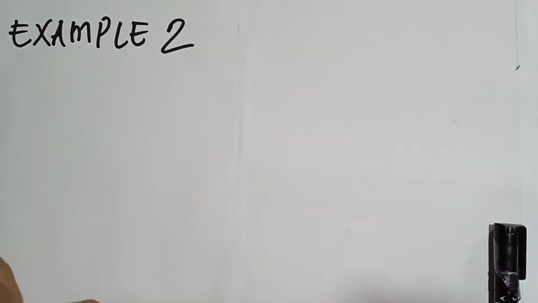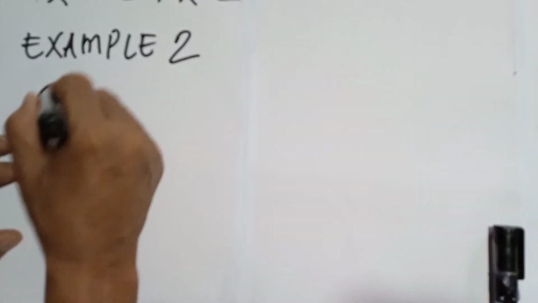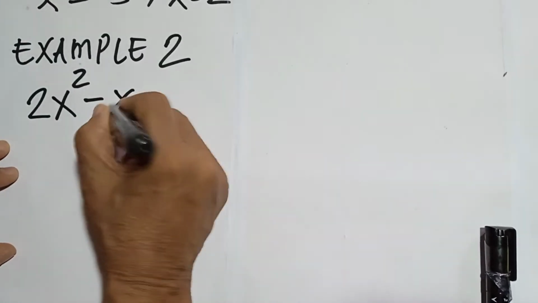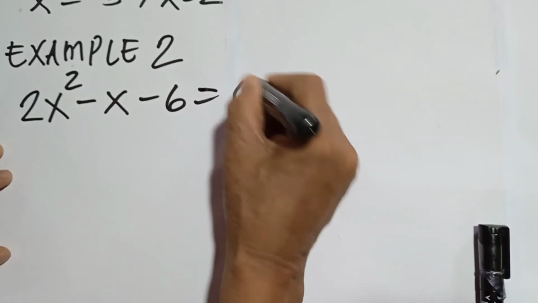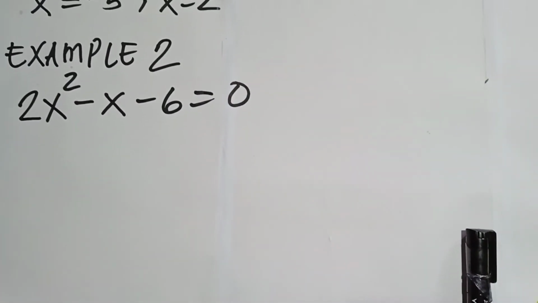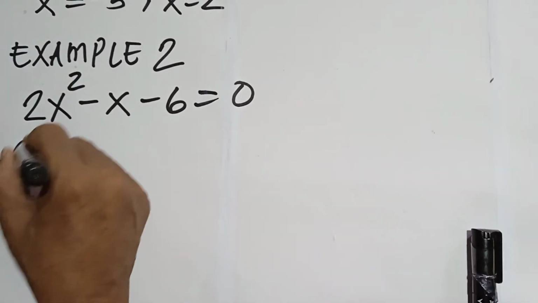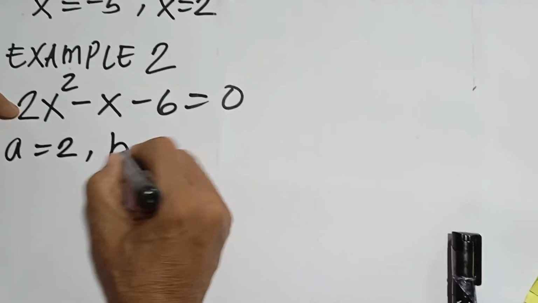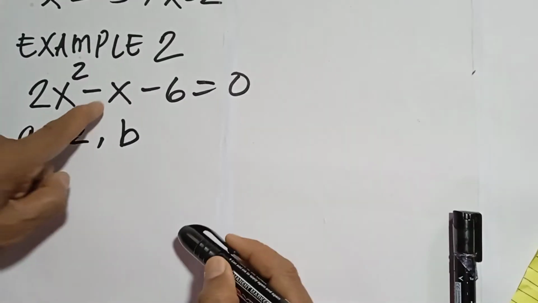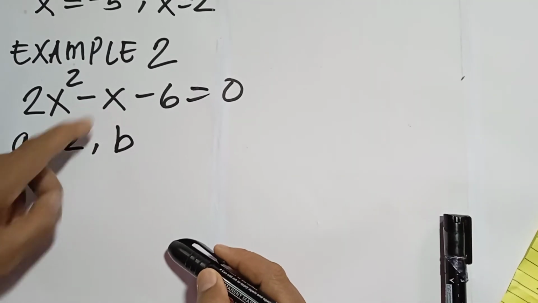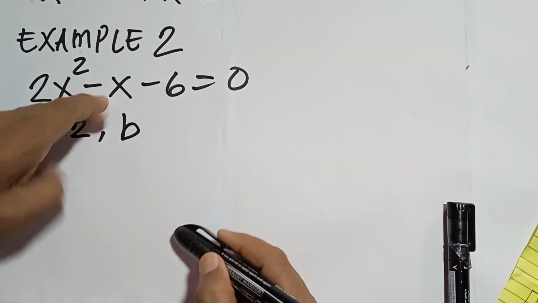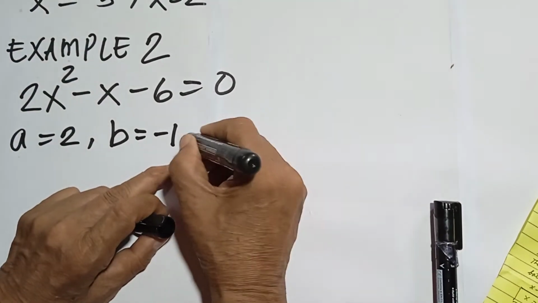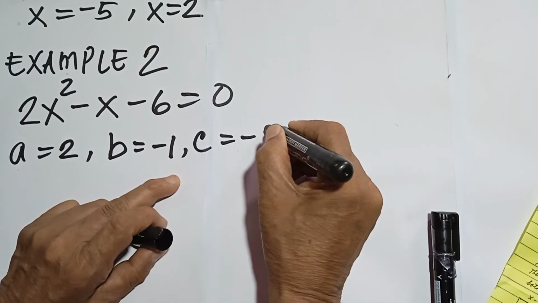Our quadratic equation is 2x squared minus x minus 6 equals 0. So we label down A, B, C. A is equal to 2. When the variable has no number, it's understood to have 1. So B is equal to negative 1, and C is equal to negative 6.